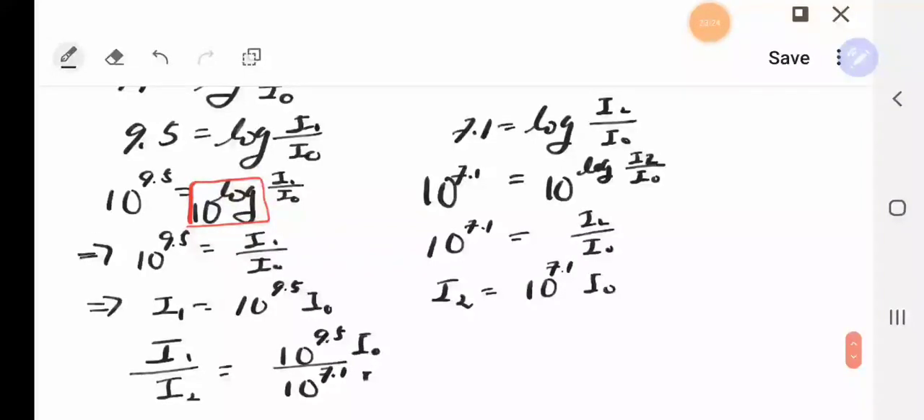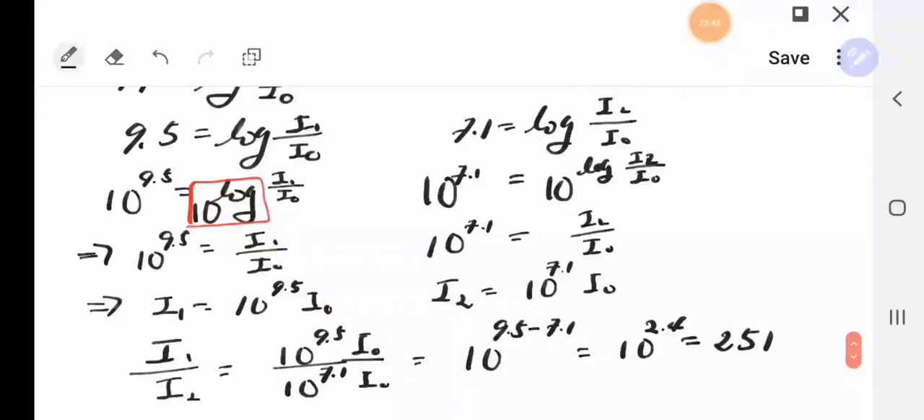The I0s cancel out. And so this is equal to 10 to the 9.5 over 10 to the 7.1. We can subtract the exponents, so that equals 10 to the 2.4 power. 10 squared is 100, and 10 to the 2.4, using a calculator, gives us 251.